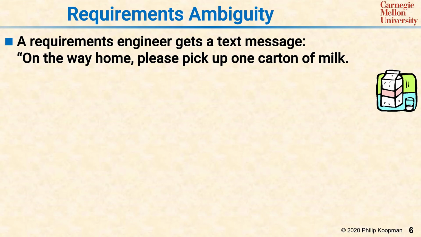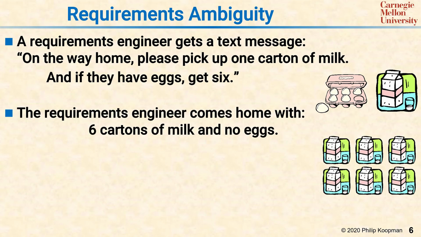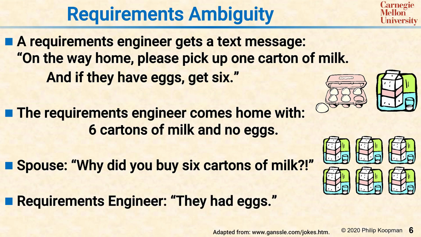But there's another part of the text. "And if they have eggs, get 6." Okay, medium eggs, large eggs, brown eggs, white eggs. Okay, but got it. The requirements engineer comes home with 6 cartons of milk and no eggs. The spouse says, "Why did you buy 6 cartons of milk?" And the requirements engineer replies, "Well, they had eggs."